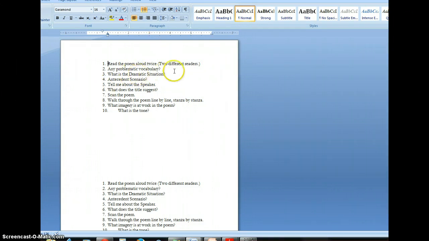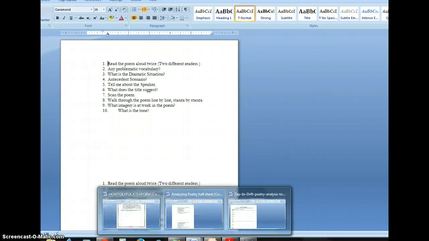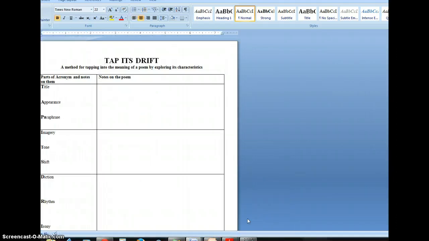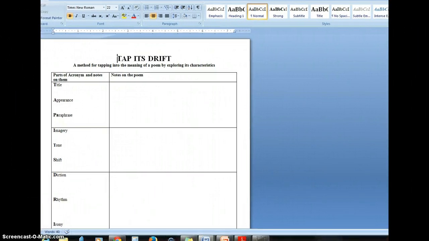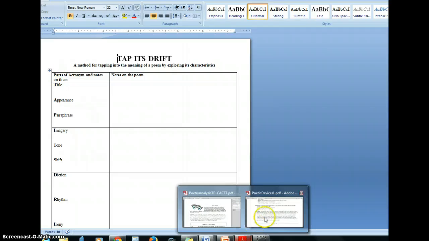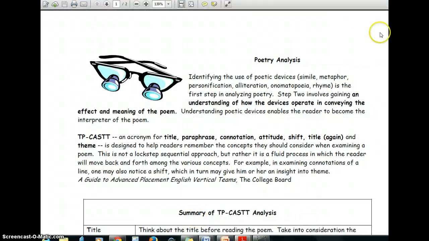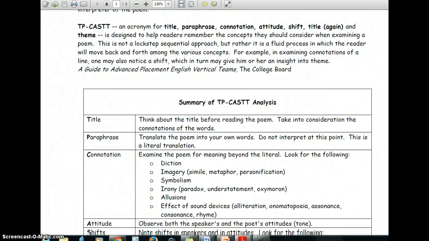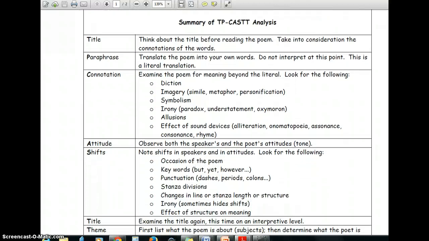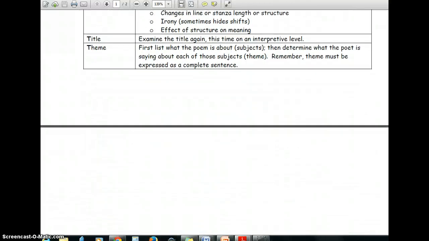I don't need to read this to you, but these are the things you're going to want to look at. Alright, and then there are strategies for how to do this as well. The little half sheet is one strategy. Well, actually, there are three strategies. The half sheet is one, and then you have this, which is called TAP It Stripped, and you see that it's an acronym for what you look at in a poem. And then there's one more, which is called TP-CASTT, and it's another way to analyze poetry, and it tells you what to go through. So all these things are important when we're looking at poetry.